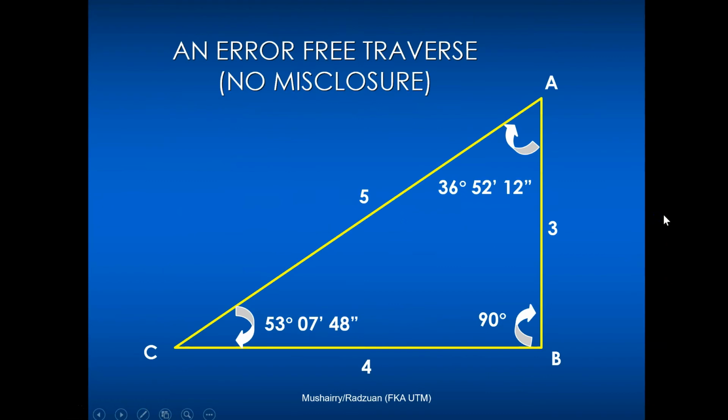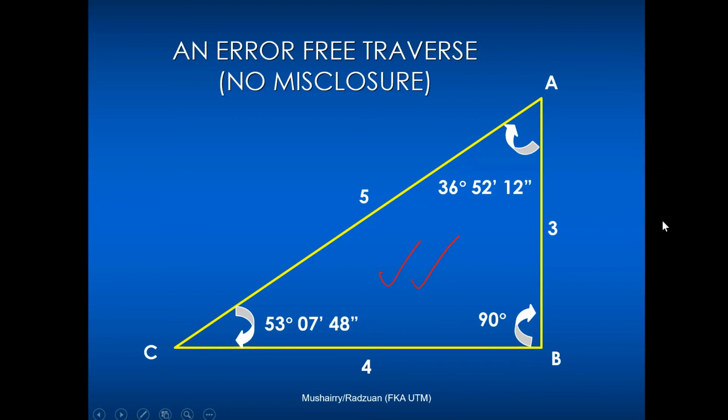I've got an example there, just a simple triangle, a 3, 4, 5 triangle. Assuming that I measured 3, 4, 5 exactly, and I measured the angles exactly as shown, everything works out. A perfect triangle. You add up all the angles inside, they add up to 180 degrees. So there's no problem with that. That's error free, which I think in real life is quite impossible to achieve.